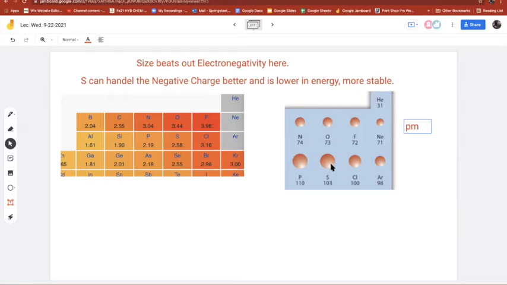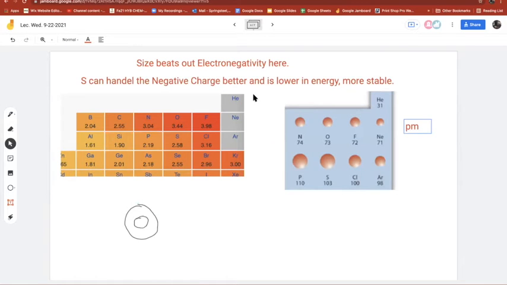So the sulfur is larger, but the oxygen is more electronegative. Turns out the size wins out, and I like to visualize it this way. Think of the oxygen as like a baseball and the sulfur as a beach ball or basketball.